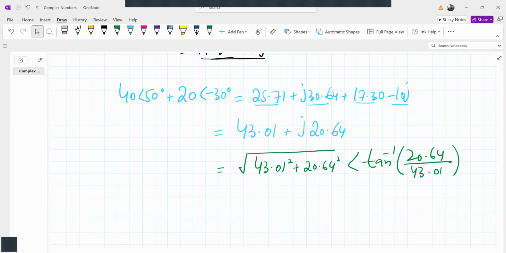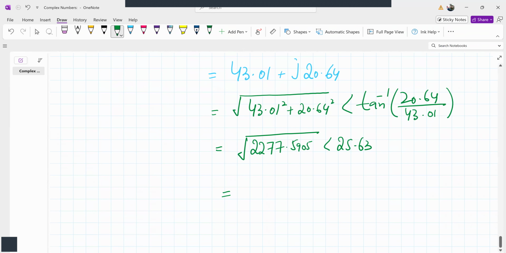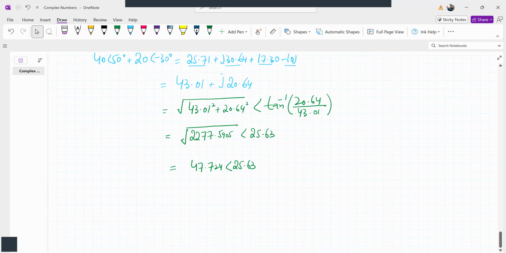Now, if you calculate this, 43 squared plus 20.64 squared is, please verify the calculations yourself, 2277.5905 at an angle of 25.63. Now the square root of 2277.5905 is simply equal to 47.724 at an angle of 25.63. So this result, inside the square root, we have converted into this complex number.